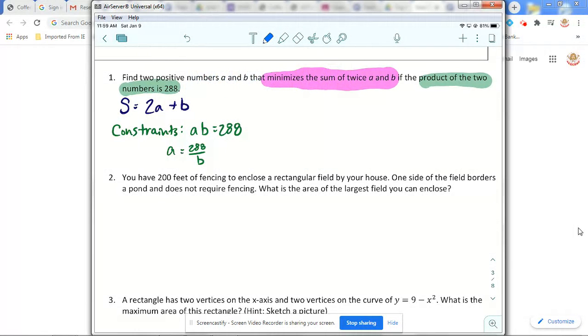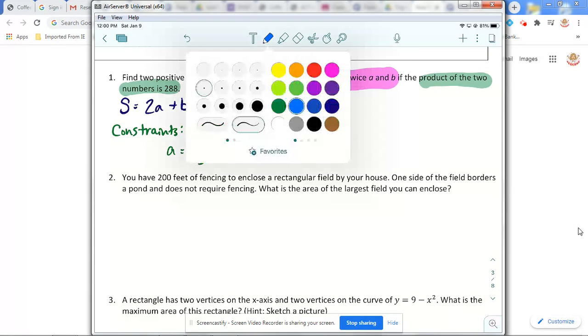Then we'll go back and rewrite our equation with only 1 variable. So in the place of A, I'm going to rewrite it as 288 over B. This one might have been easier to do the other way, but it's fine. We're using a calculator. 2 times 288 is 576. Okay, now we're going to use the first derivative and the second derivative.